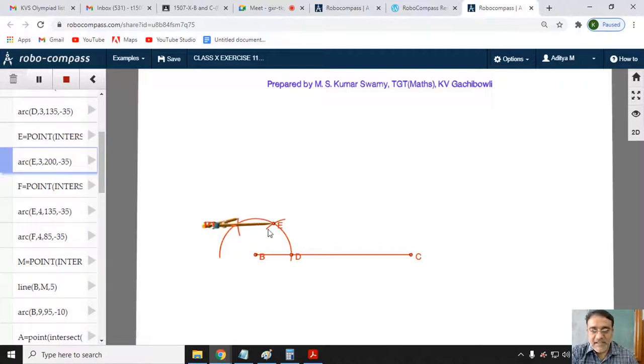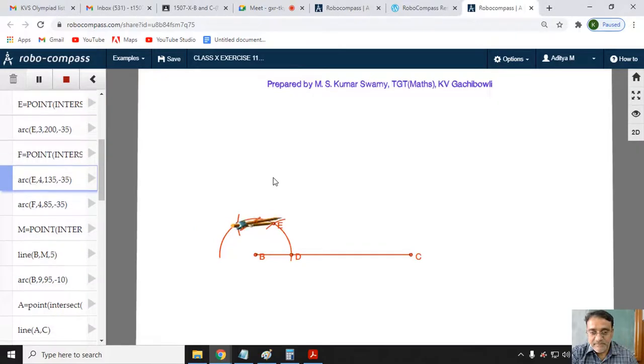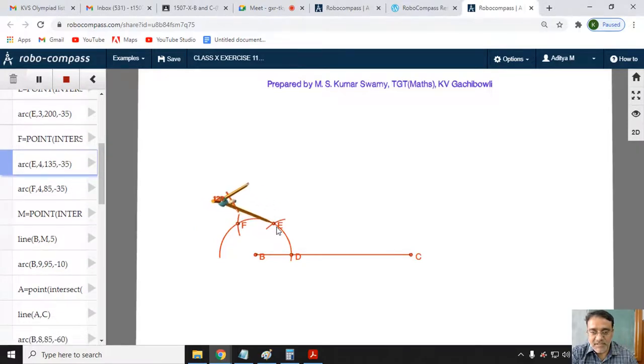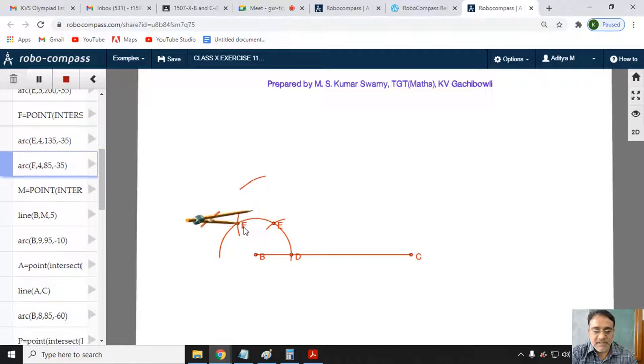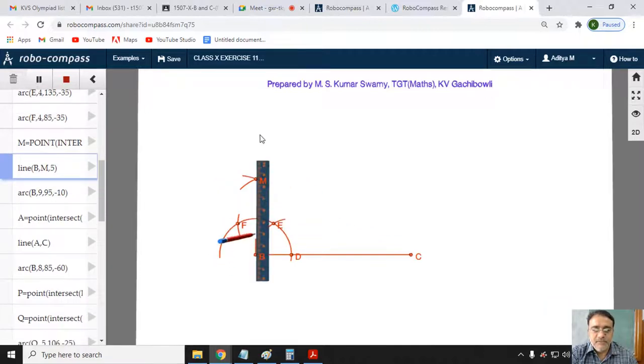Now with center E and F we are going to draw two arcs on this side such that the radius should be more than half of EF. First we are going to draw with center E, then we will draw with center F with same radius. Both will intersect at point M. Then we will join BM. We will draw a line through BM. Okay.